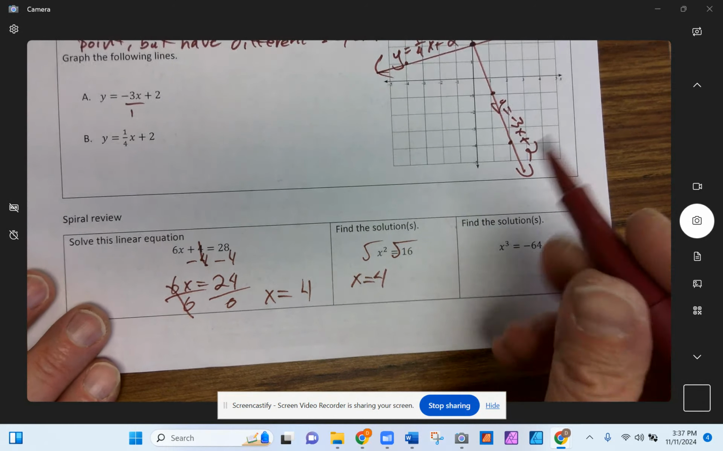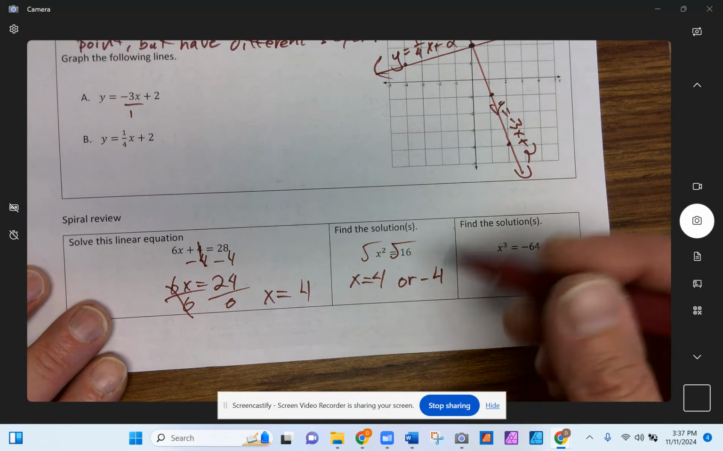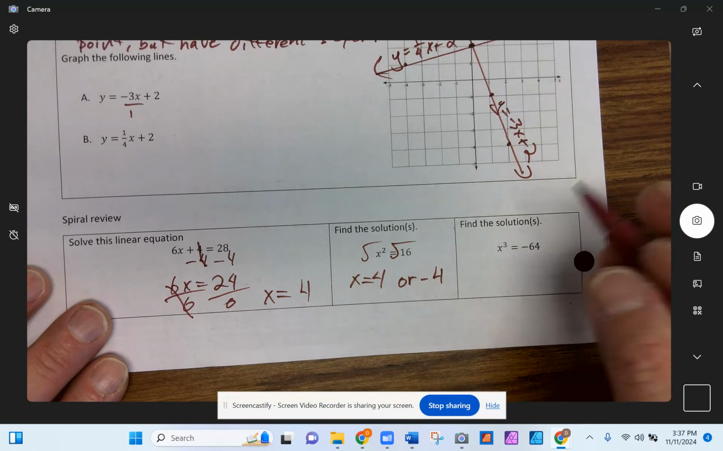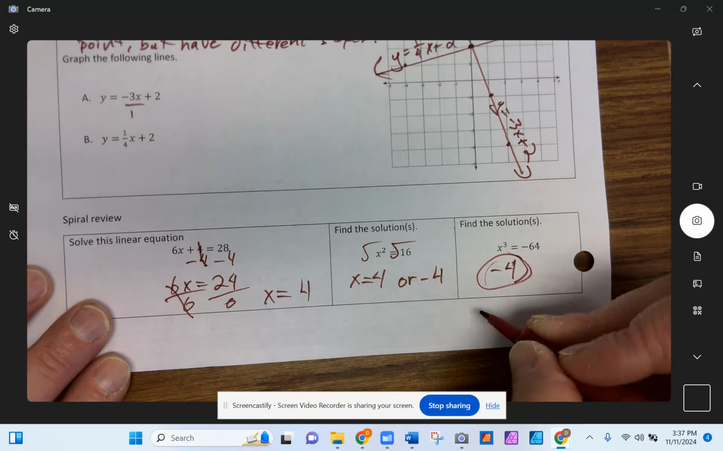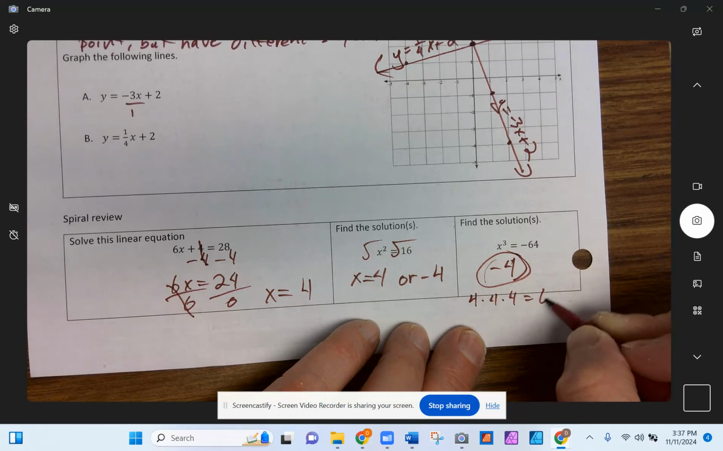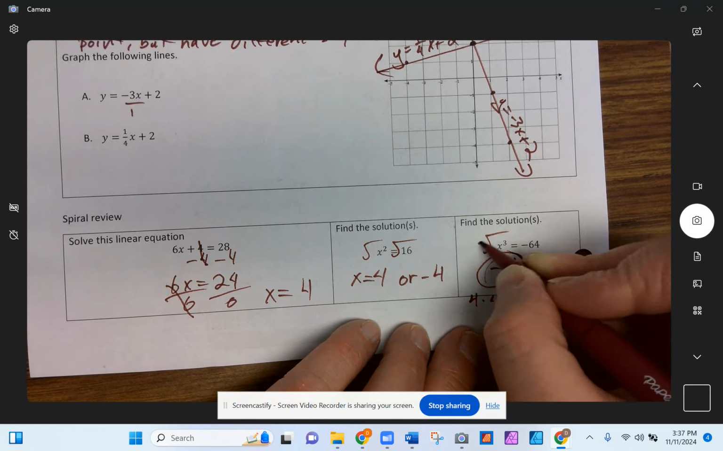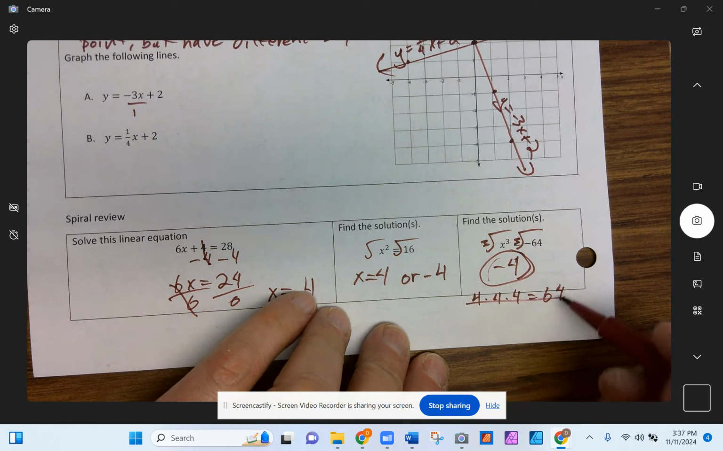of 16 is 4. Technically, it's also negative 4, okay, because negative 4 times negative 4 is also a positive 16. This, however, is just going to be a negative 4, right? Because if I say it's a positive 4, then 4 times 4 times 4 just gives us a positive 64. However, we need a negative 64. So that's why it's not a positive 4.